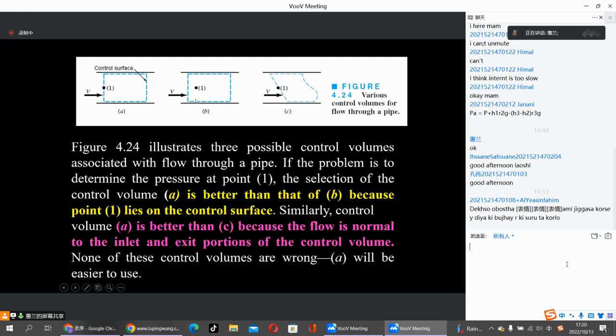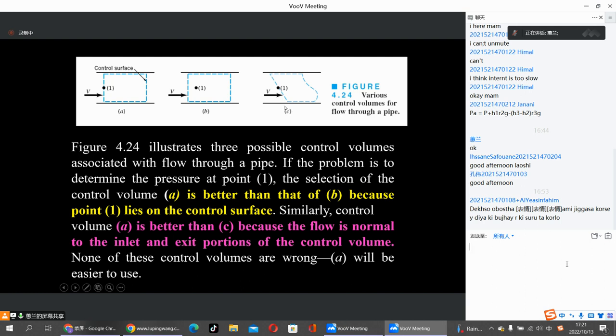If you choose this way, it's still a rectangular control volume, but point one is buried inside the control volume, so the value of the pressure at point one will not appear in the equations. What happens inside the control volume maybe can be explored, so it's not good.